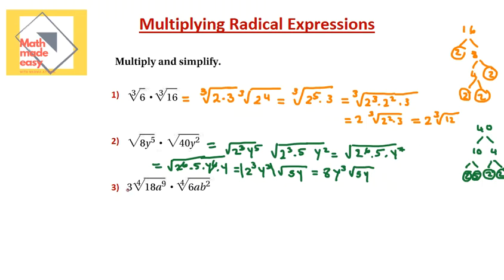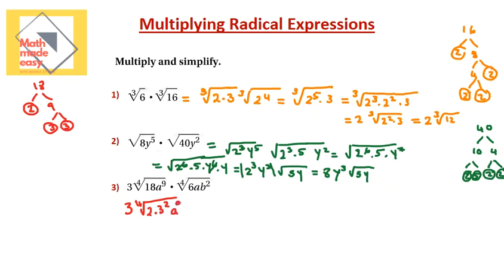I have a 3 outside. What do I do with this? Absolutely nothing. Leave it where it is. Okay? Then I have the 4th root of 18. I don't have enough space here, so I'm going to factor 18 here. Well, 18 is 2 times 9. 2 is prime. Then 9 is 3 times 3. Both are prime. Then I have 2 multiplied by 3 squared.